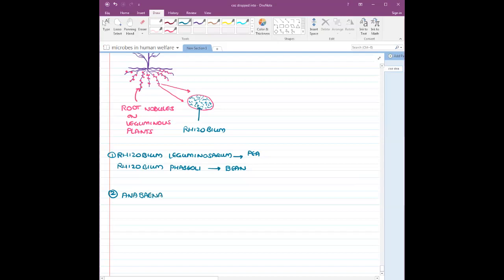Okay, so Anabaena, this name is basically Anabaena azollae, and this is going to show you symbiotic nitrogen fixation along with your Azolla plant. Okay, Azolla is a water plant basically, and it has some leaves. So Anabaena is going to be perched below the leaf surface. And then we are going to have your Frankia.